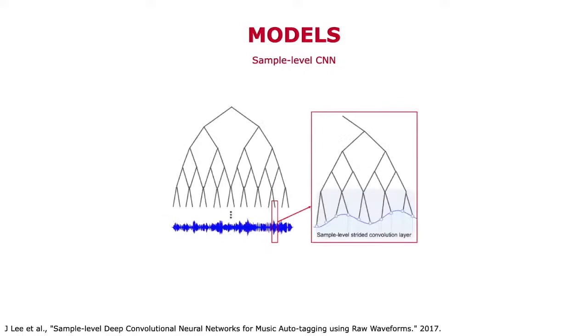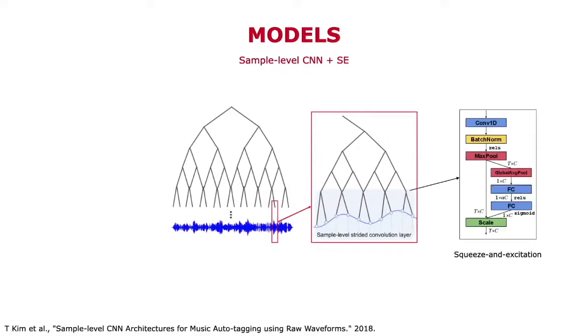Sample-level CNN tackles music tagging in an end-to-end fashion. It takes the raw audio waveform as its input. The model is a one-dimensional convolutional neural network with 11 convolutional layers. And its variant improved the performance by adding squeeze-and-excitation blocks in each convolution layer.